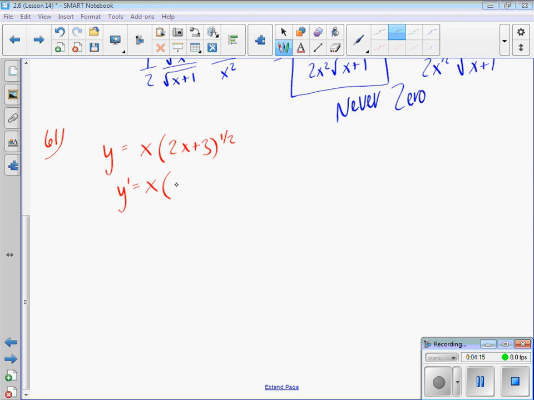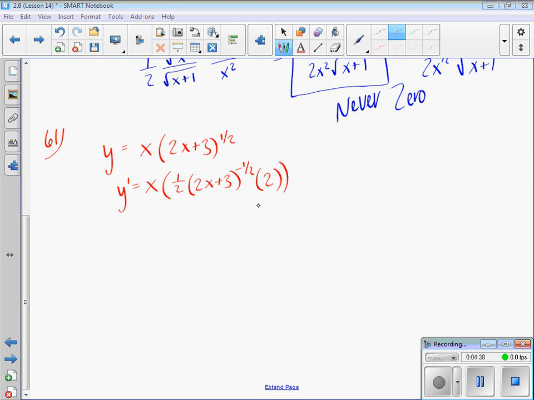You bring the half down. And then you leave the inside alone. You leave the 2x plus 3 alone. Leave the inside alone. What are we missing? Subtract 1, so what's my new exponent? Negative a half. And then multiply by the derivative of the inside, which is 2.